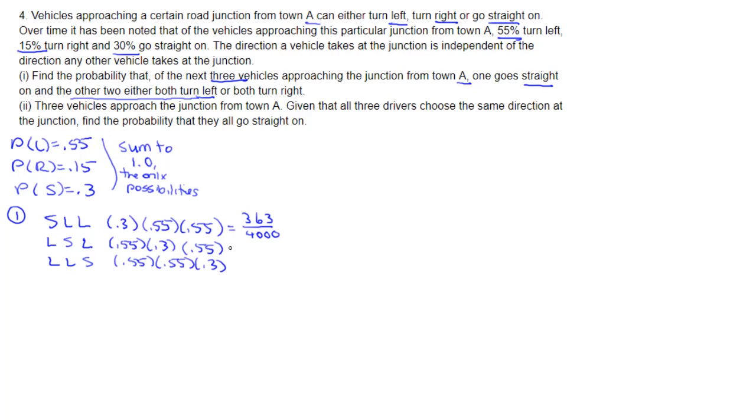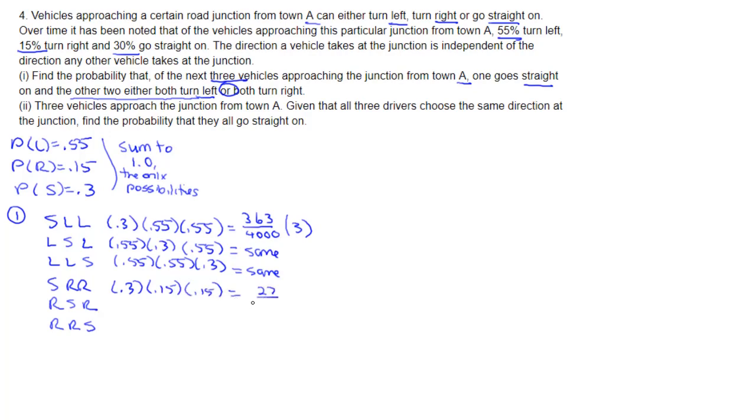We could go left, straight, left, or left, left, straight. And then, of course, we have an or. We could also have straight, right, right. And we can have right, straight, right. And we can have right, right, straight. So we figure out those probabilities, and we multiply those.